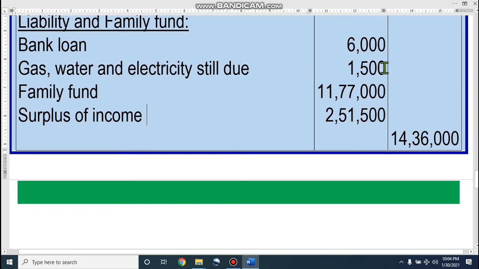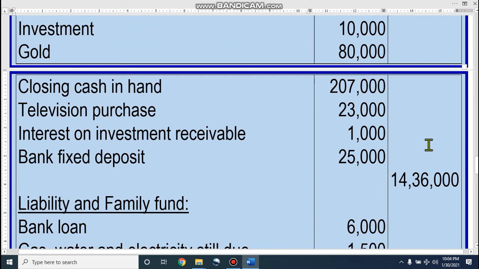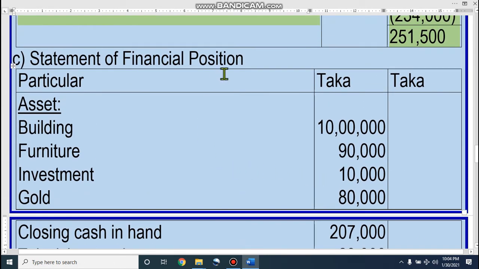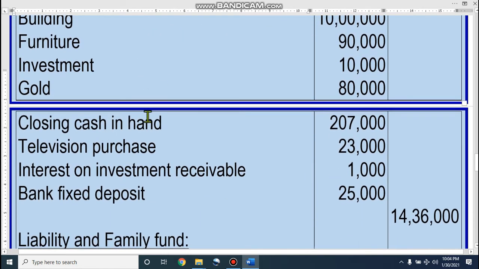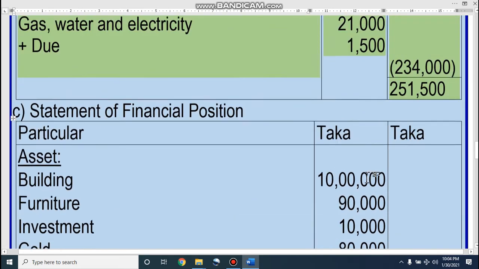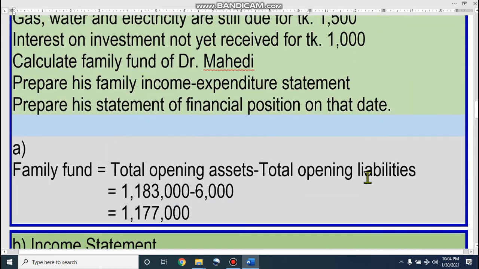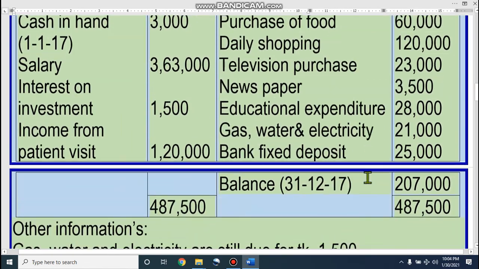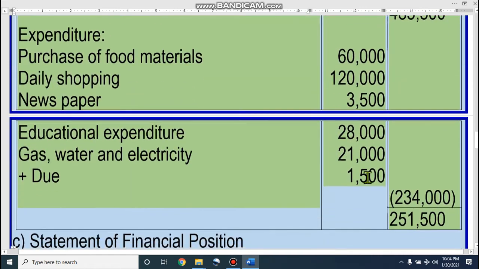So the total of liability and family fund is 14,36,000. Total of asset is also 14,36,000. And you know that the characteristic of financial position is that total asset will be equal to family fund plus liability. So dear student, both sides are equal. I hope all of you understand this math, and this is very easy, very simple. If you practice one or two times, inshallah you can do it in the exam for 10 marks.